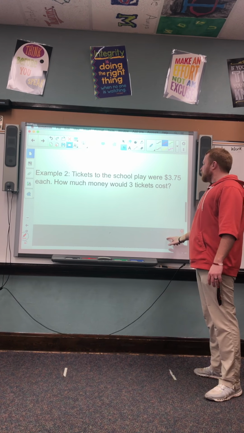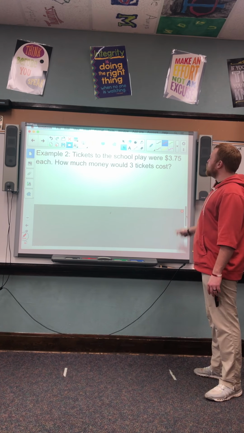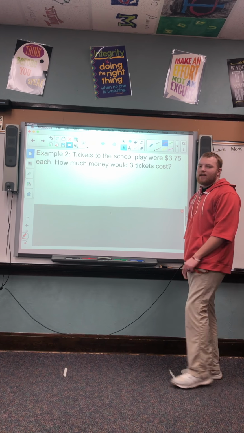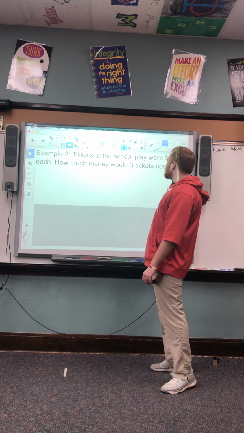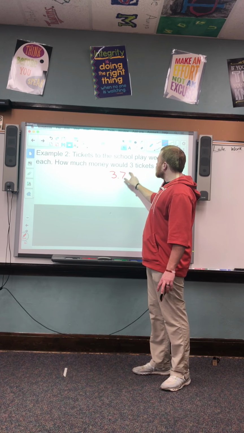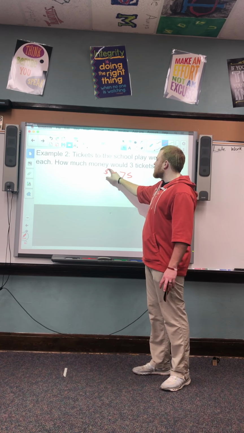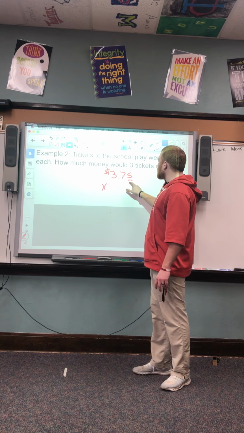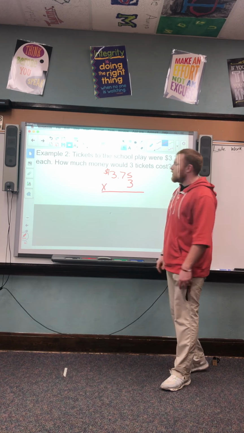Example 2. Tickets to the school play were $3.75 each. How much money would 3 tickets cost? Okay, so each ticket was $3.75, and we want to know how much 3 would cost. So we would multiply it by 3.